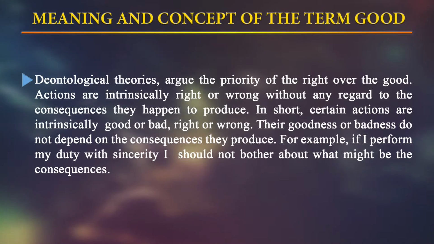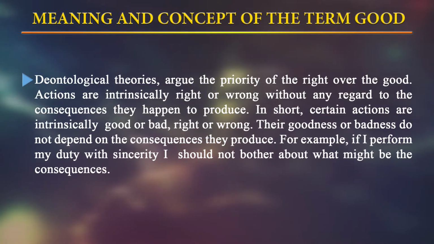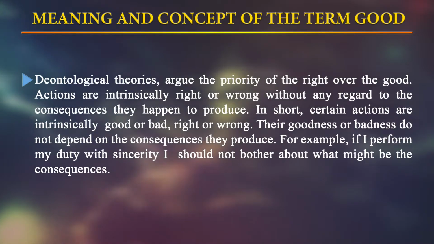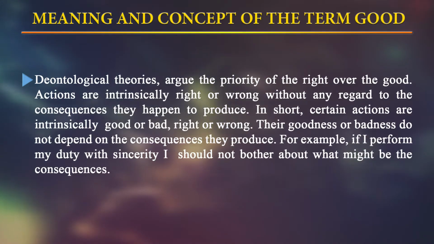Now, coming to the deontological theories. The deontological theories argue the priority of the right over the good. Actions are intrinsically right or wrong without any regard to the consequences they happen to produce. In short, certain actions are intrinsically good or bad, right or wrong. Their goodness or badness does not depend on the consequences they produce. For example, if I as a person am performing my duty with sincerity, then I need not bother about the consequences. So, this is what the deontological theory says.